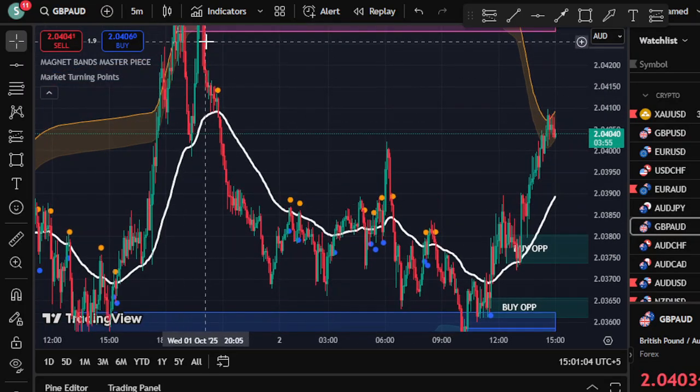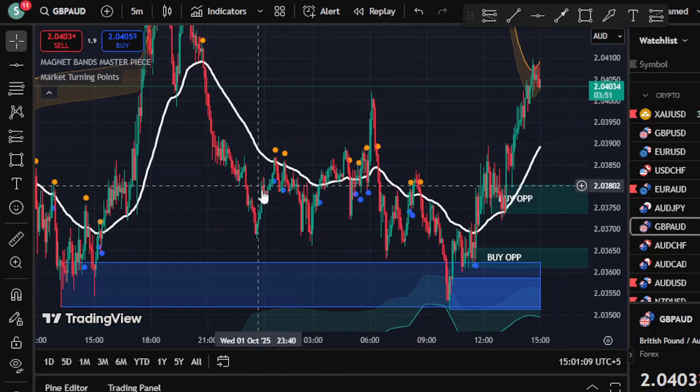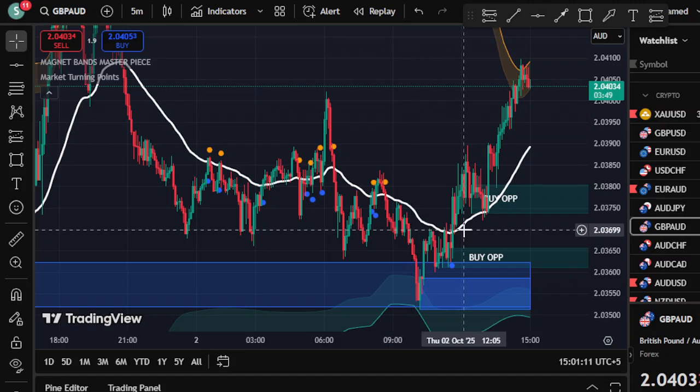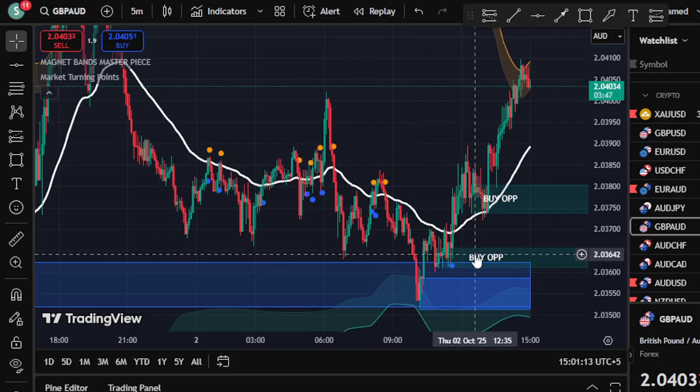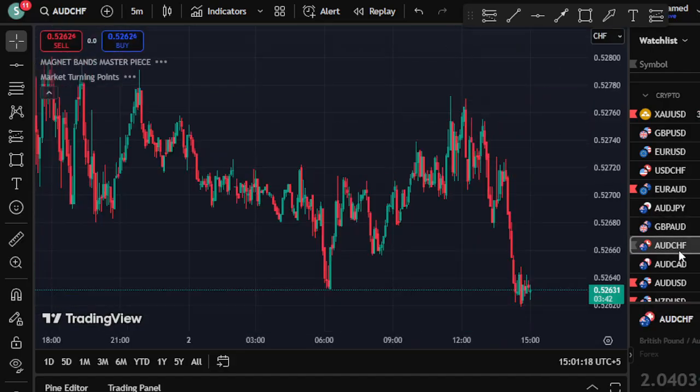The GBP/AUD is coming from the upper side of the bands, very good. Okay, it has given a close below the moving average. That's the second condition met. The third condition is that we should have a buy opportunity. Now just look for the upper side move, and this is in front of you.